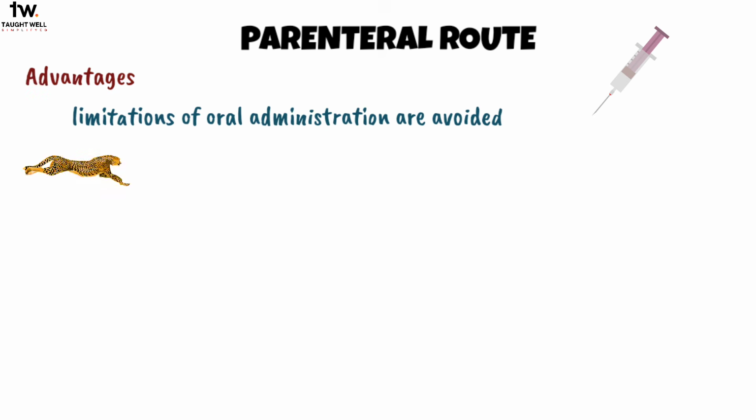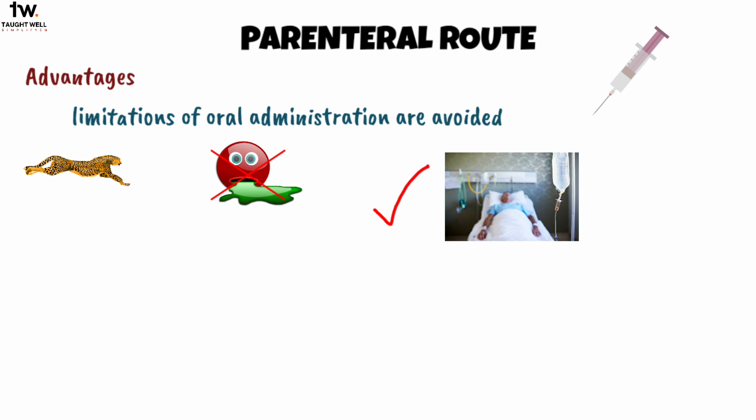Drug action is faster and surer. This is of critical importance in emergencies. Gastric irritation and vomiting are not provoked. The parenteral route can even be used in unconscious, uncooperative, or vomiting patients. There are no chances of interference in absorption of the drug by food or digestive juices. The liver is bypassed as well.